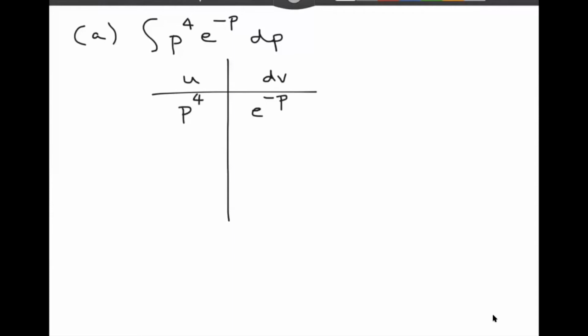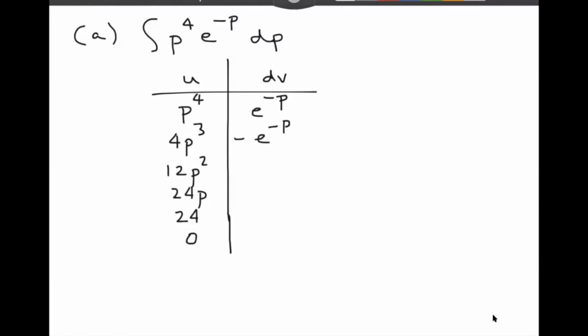All right. Differentiate u, ideally, until it becomes 0. So that's going to be 4p to the 3rd, and then 12p squared, and then 24p, and then 24, and then 0. And then you're going to integrate e to the negative p the same number of times. And I guess this is technically a baby u substitution. Remember, I am integrating on the dv side. So it's going to be e to the negative p, and by baby u substitution divided by -1.